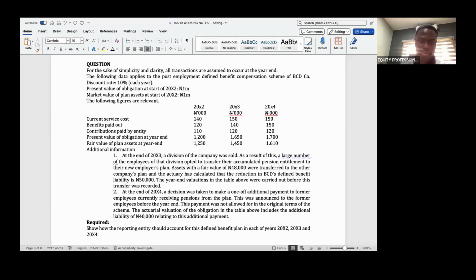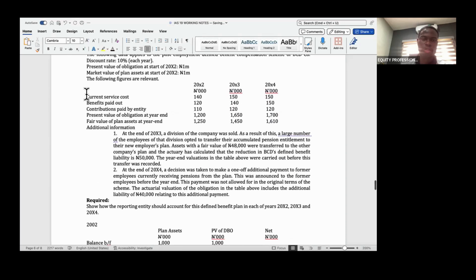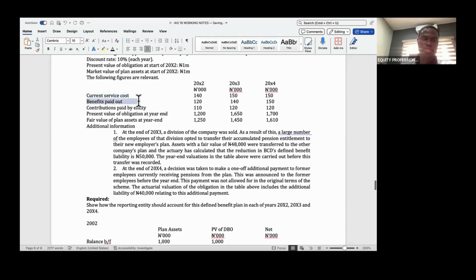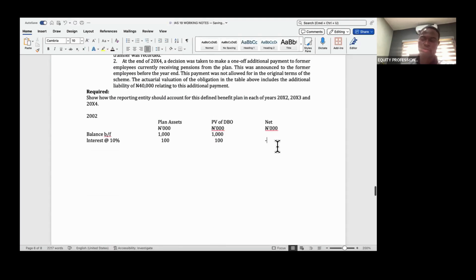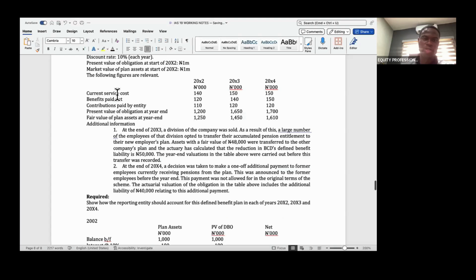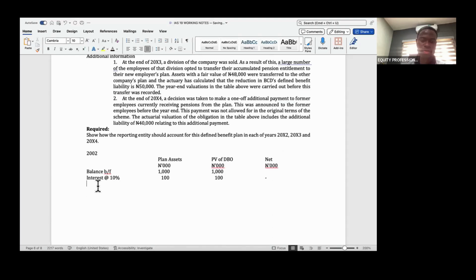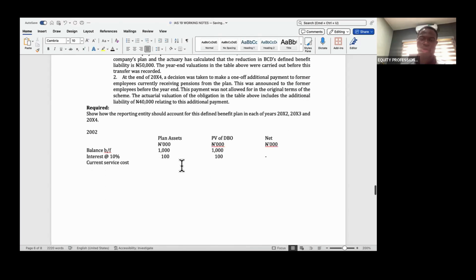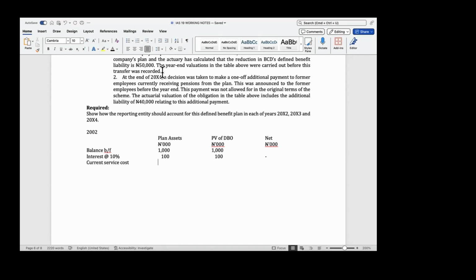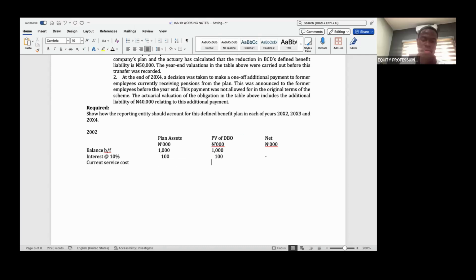Then, moving forward, they gave me current service cost, benefit paid, contribution paid, PV at the end, fair value at the end. Let me quickly deal with those. The first thing they gave me here was current service cost. So my current service cost in 20X2 is 140. Where are we going to take current service cost? This is PV of DBO, and that's 140.